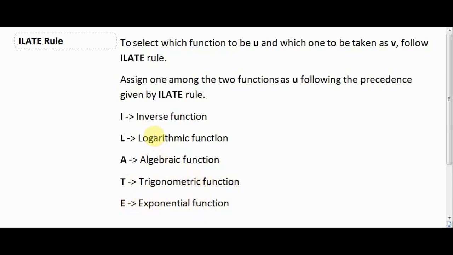So when we have two functions, we have to give the higher priority for inverse function, followed by logarithmic function, followed by algebraic, followed by trigonometric function, and the least priority is for exponential function. So one among the two functions has to be taken as u following the precedence given by ILATE rule. Okay, let's see an example.